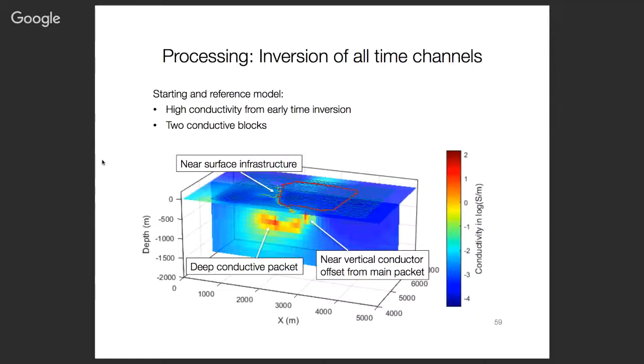And we see a couple of things. One is that there's this deep conductive packet. That's good. We've got our near surface infrastructure. But the thing that's really interesting, wow, this is really interesting. That's really neat. Is this vertical structure in there? So there's a conductor there, which we certainly didn't know about. That was subsequently drilled and found to be mineralized.